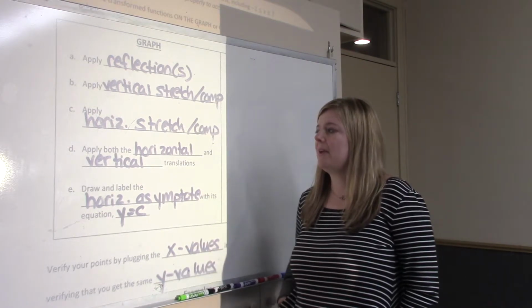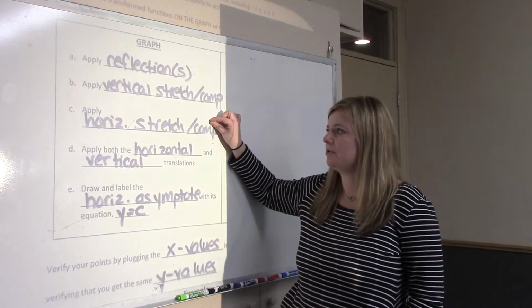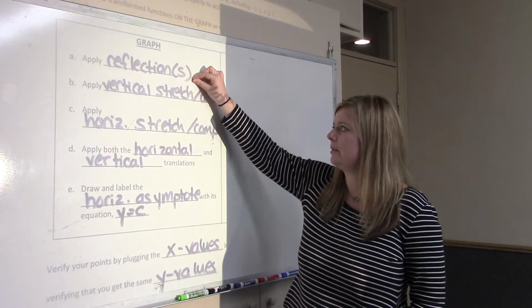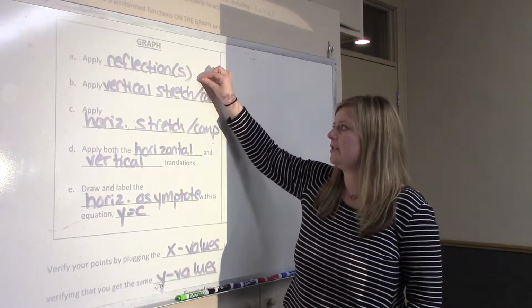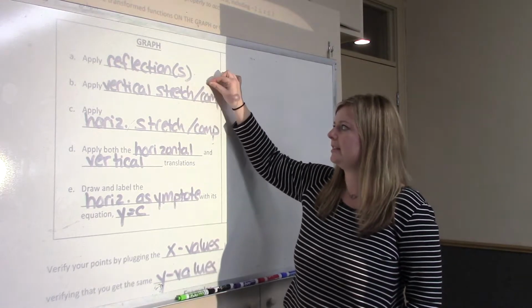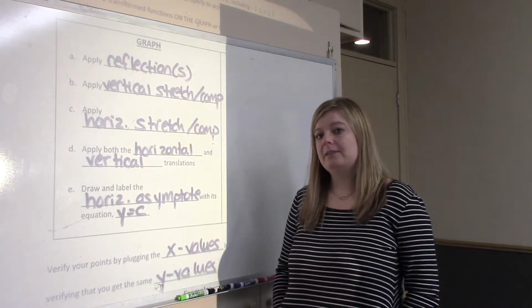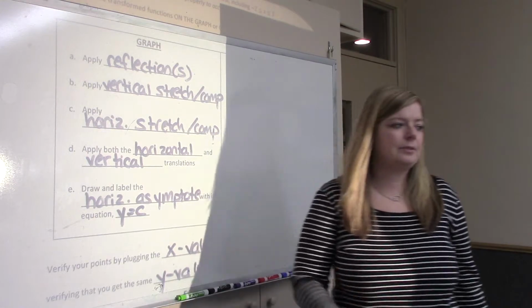Okay, so basically you just take the point that you know is on the original, and you just do all these things to it. Reflect it if need be, then stretch it up, stretch it out, or compress it in. Okay, and then just move it left or right, and then up or down. And then you have your new point. Okay, so that's one way to do it. Another way is to just use the table of values.